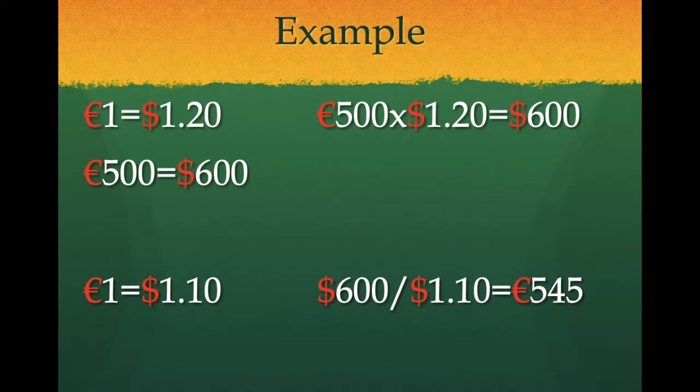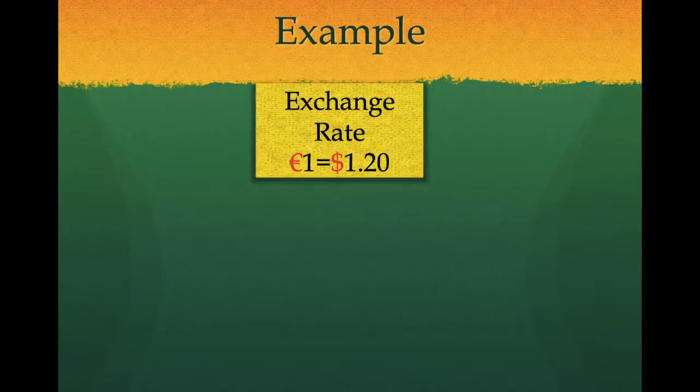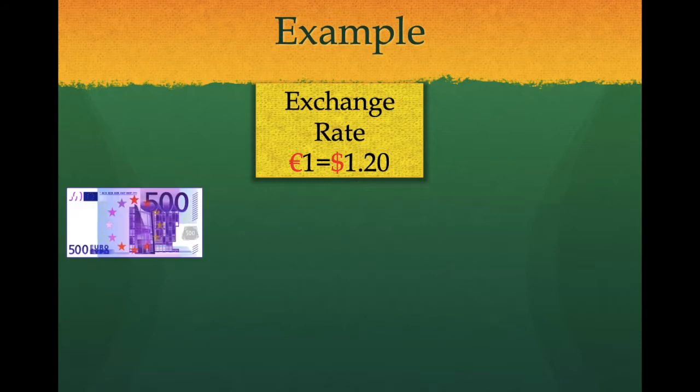Now, I'm not gonna get more into it because it will get confusing. So let's just go with another example. This is the same example but with some pictures. And hopefully it'll be easy to understand. So the same exchange rate, right? For every euro you get $1.20. And again, you have 500 euros.